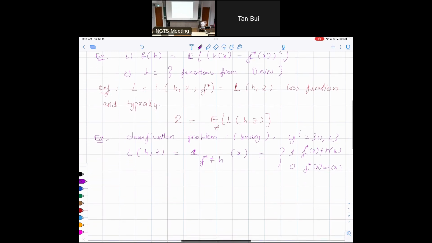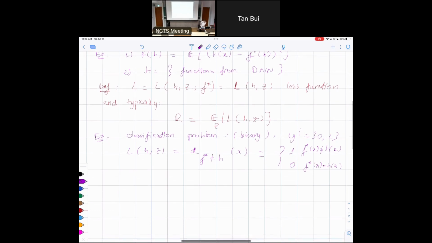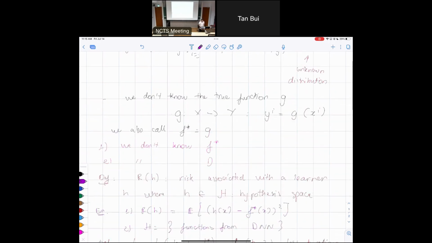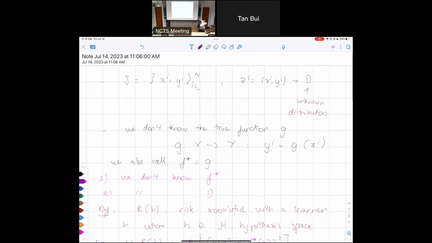Remember, z is the combination of x and y, or x and f. Remember, y is equal to f star. That's why originally I put y there, but y is f star. Let me go back here a little bit to make sure that you see: the y are instances of f.